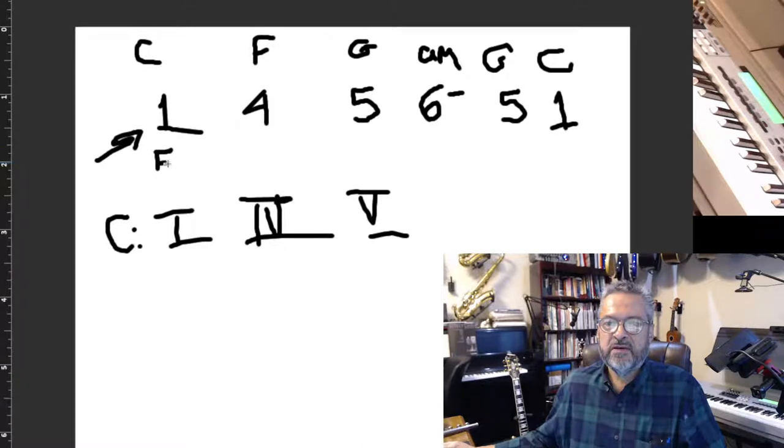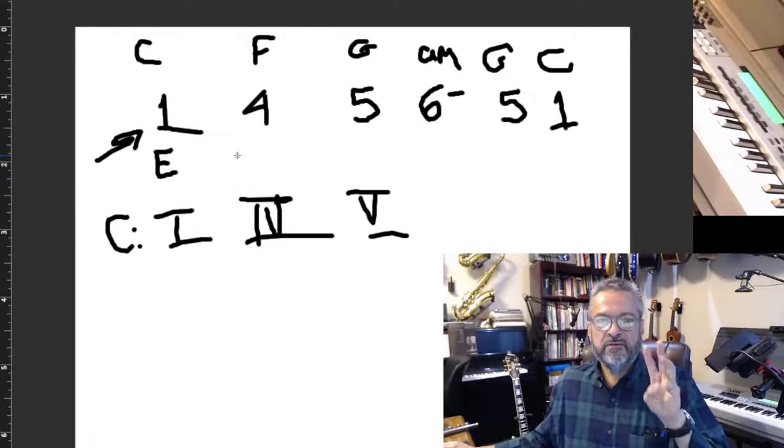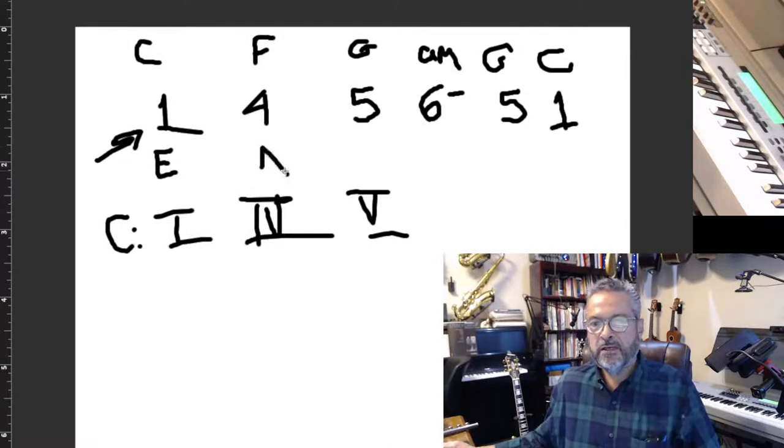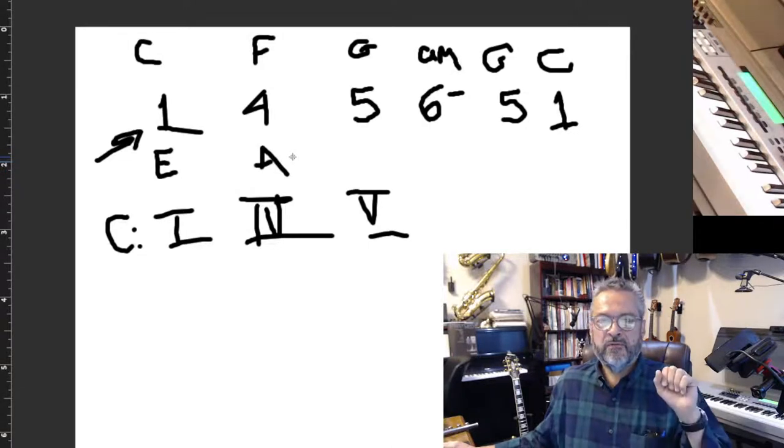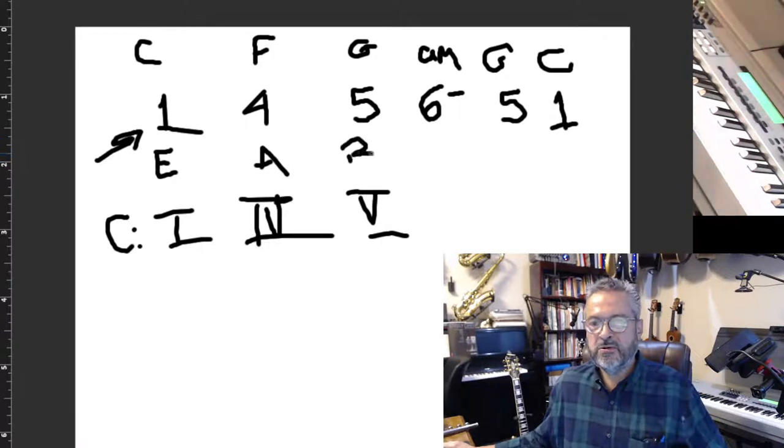So if this is the key of E, what would the four chord be? E, F, G, A. The four chord would be an A. And the five chord: E, F, G, A, B. This would be a B. Same song, it's the same song.